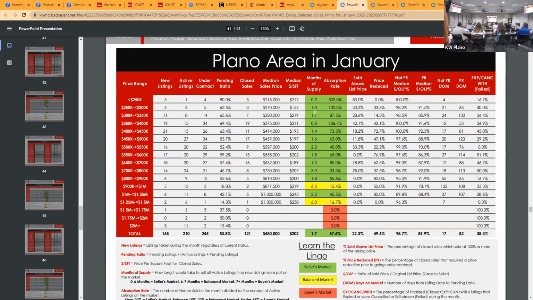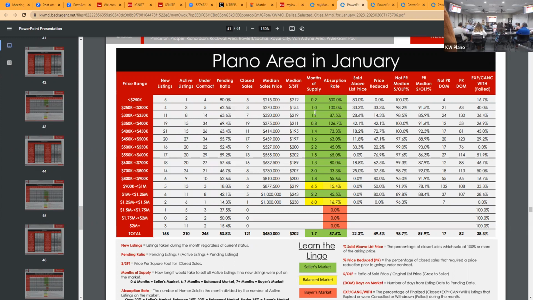What I like looking at is months of supply of inventory. One of the ways that we describe that to other people is if nothing else came on the market starting this month, or right now, it would only take this many weeks or months to sell everything in that price range. So for instance, in the $700,000 to $800,000 range, there's 3 months of supply. So if nothing else came on the market starting today, it would only take 3 months to sell everything in that $700,000 to $800,000 range.